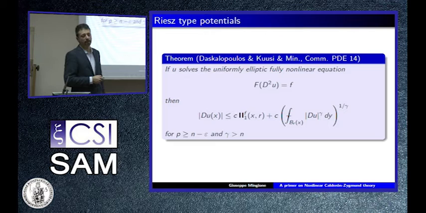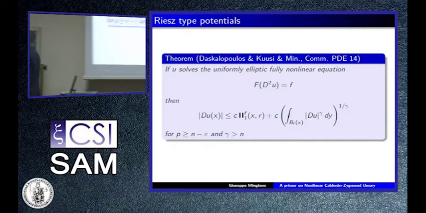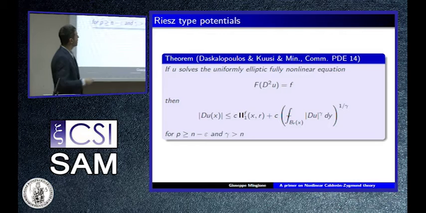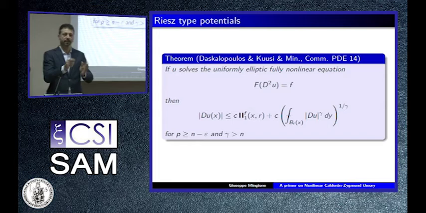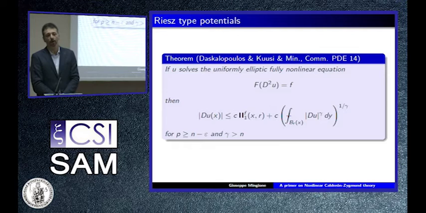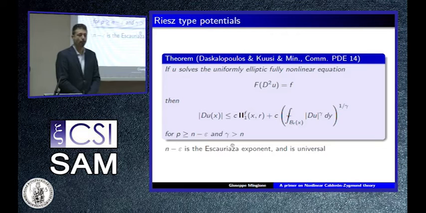You cannot use the Riesz potential, therefore you use the modified Riesz potential, and then you get another estimate. It's just the idea. The proof is not that difficult, but it's just the idea of the general path you have to follow to get a fully nonlinear analog of all these potential estimates. So the fully nonlinear analog works, provided you are now using modified potentials. If you're using modified potentials, then you can also prove, that's the Escauriaza exponent I was talking about.